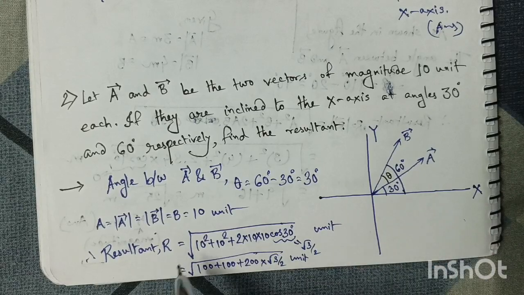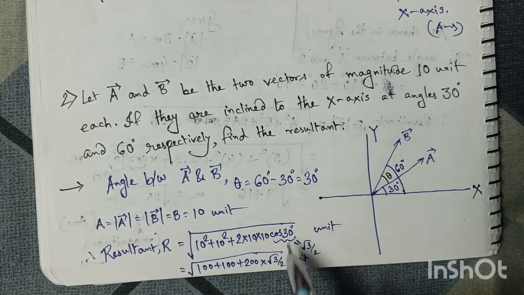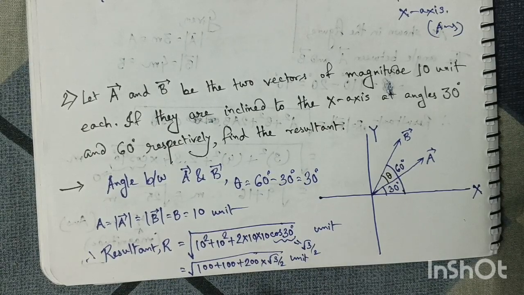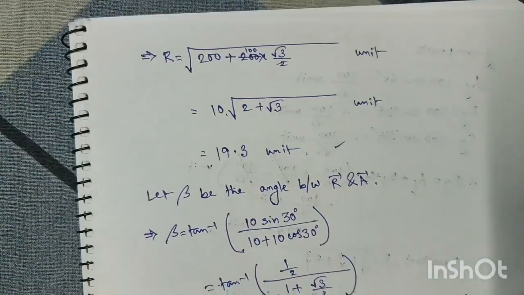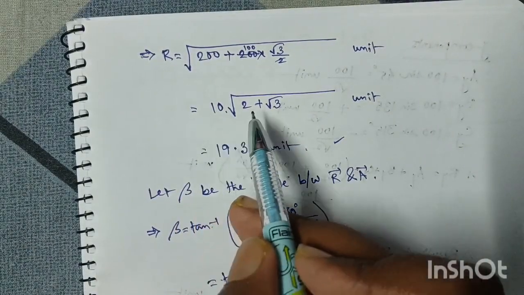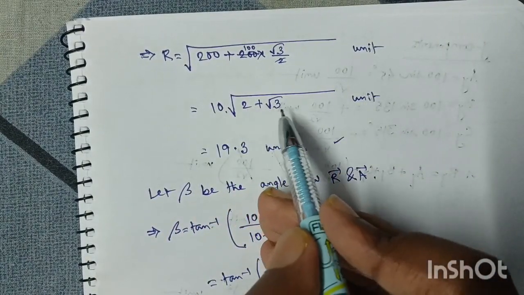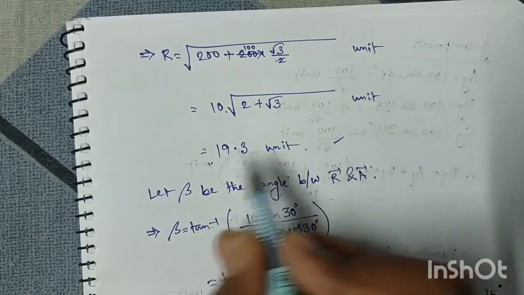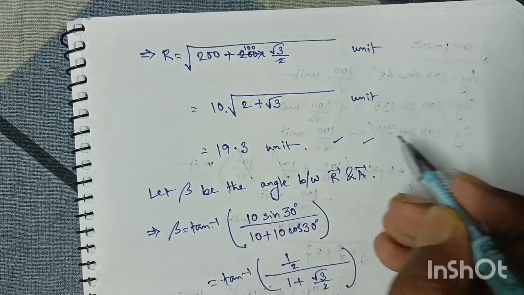Therefore the resultant R is equal to root over 10 square plus 10 square plus 2 into 10 into 10 cos 30 degrees. Now cos 30 degrees is equal to root 3 by 2. So it becomes root over 100 plus 100 plus 200 into root 3 by 2 units. Thereby we get R is equal to 10 root over 2 plus root 3 units. Calculating, we get it is equal to 19.3 units.